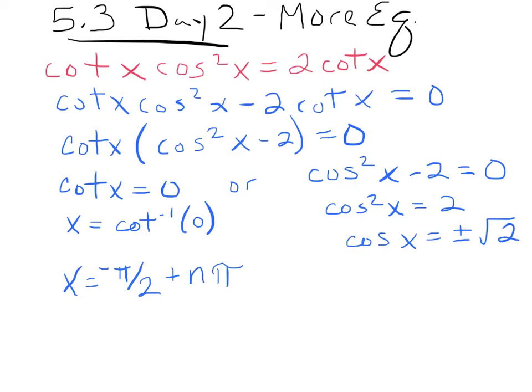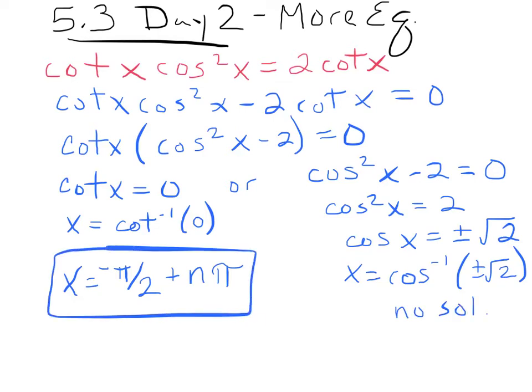Okay? And on the flip side over here, cosine of x equals plus or minus square root of 2, so x is inverse cosine of plus or minus square root of 2. Okay? Well, the square root of 2 is more than 1. So there is no angle that has a cosine that's greater than 1. So this side, we would say there is no solution to that equation. So the only values we're going with are these values over here that we got from the cotangent part of the function. Okay? All right, next problem.